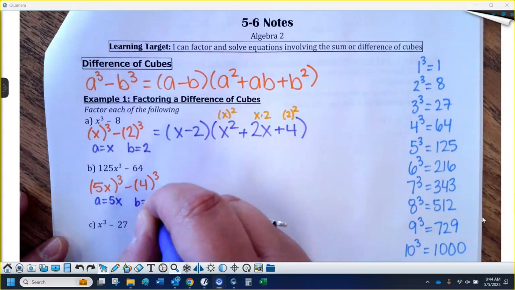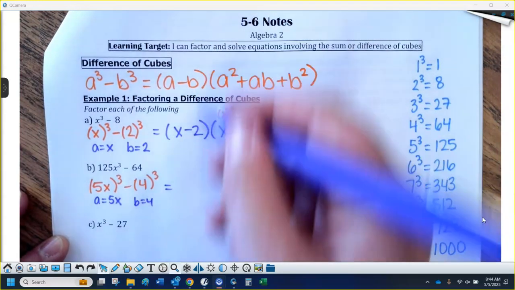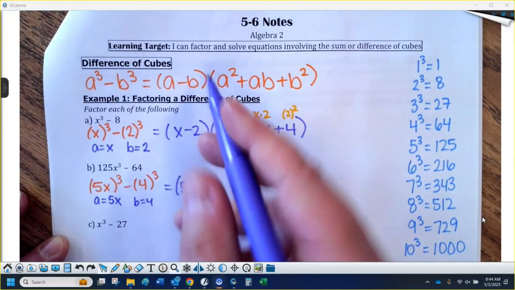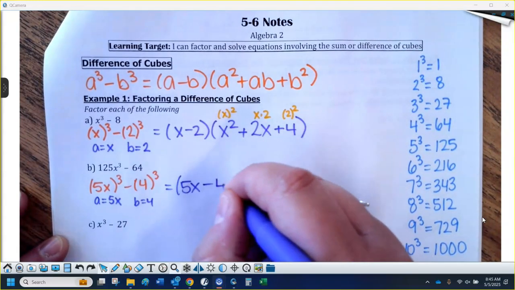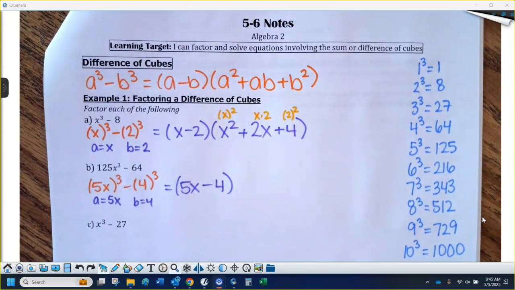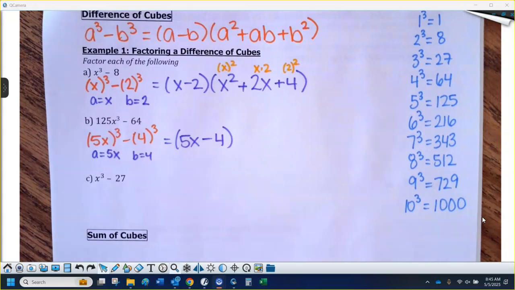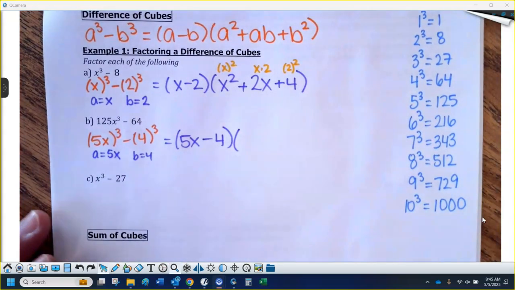Your b here would be 4. So I'm just following along here. So a, this would just literally be 5x, a is 5x, and minus b, which is 4. Just copy that right on in there. Now, the tricky part on this one for sure, I think, is, I'm going to write this above here.